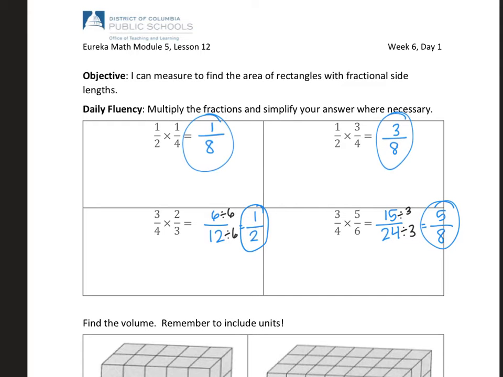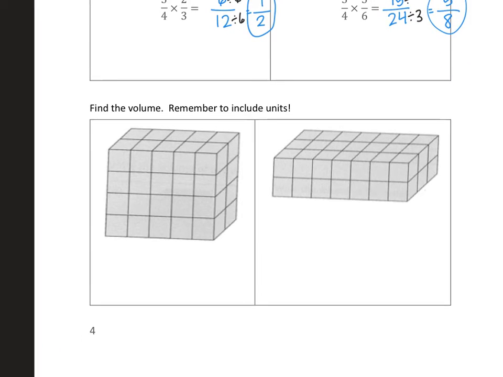Moving on down, find the volume, and be sure to include the units. We will just say that we're using cubic centimeters. Remember, the volume is the length times the width times the height. Let's start with this first one. I want you to first find the dimensions, the length, the width, and the height. Go ahead and do that.